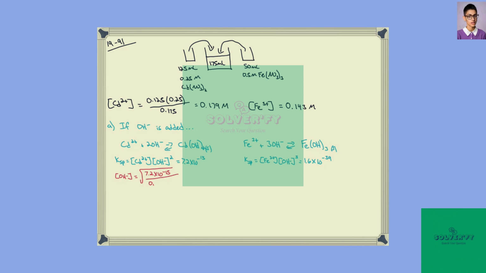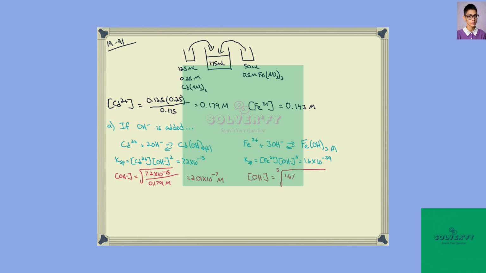So we can rearrange each of these equations in order to solve for hydroxide, knowing the cadmium concentration and the iron 3 plus concentration with the corresponding KSP values. The hydroxide concentration for which precipitation will begin at a cadmium concentration of 0.179 will be equal to the square root of KSP for cadmium hydroxide divided by the cadmium concentration, and we get 2.01 times 10 to the negative 7.